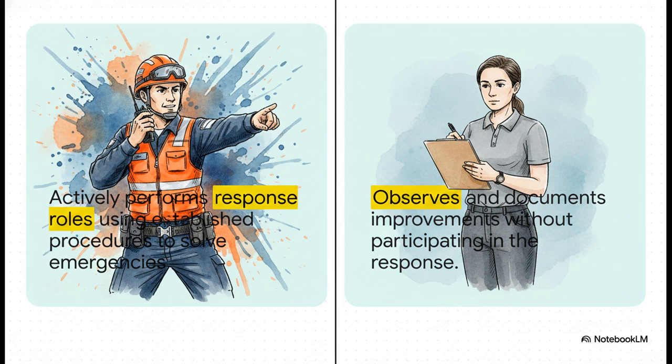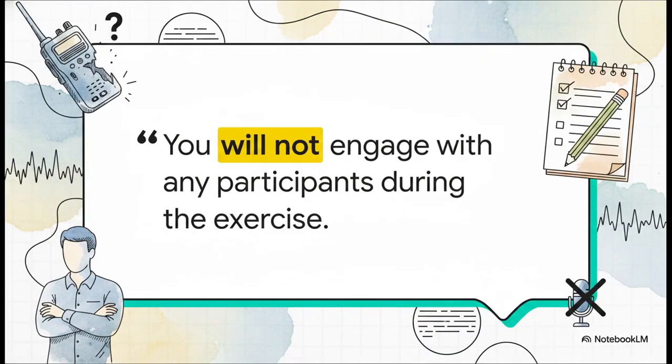It's a tough habit to break, I know, but your job is simply to observe, help plan potential improvements, and later on, facilitate discussions. In fact, your primary constraint is beautifully simple. You will not engage with any participants during the exercise. That's the golden rule, Rookie, no exceptions. You absolutely cannot help them fix their radios, you can't answer their scenario questions, and you definitely cannot inject your own opinions. Doing any of that basically contaminates the exercise play.